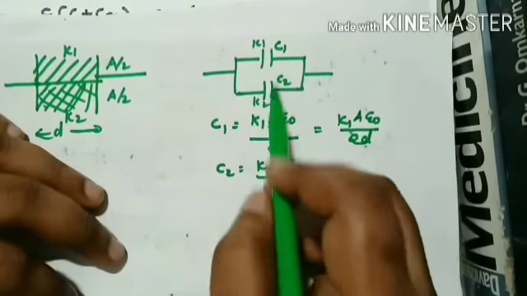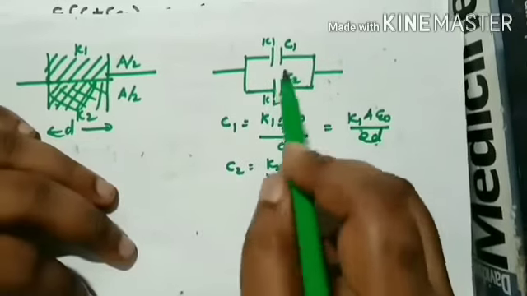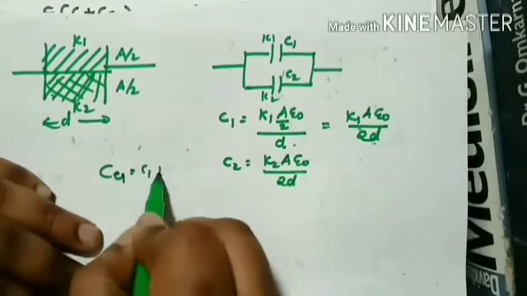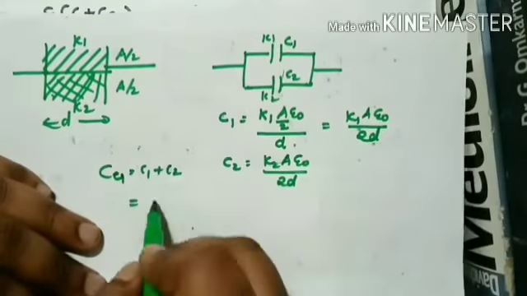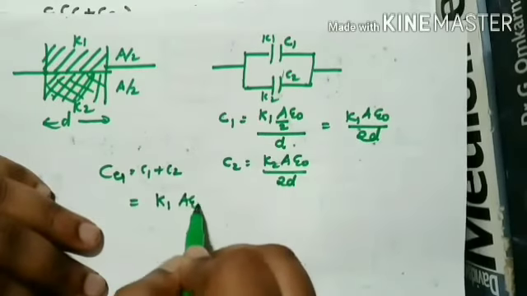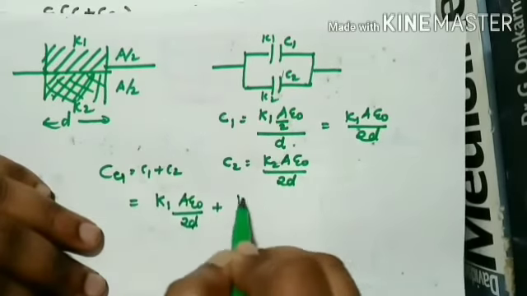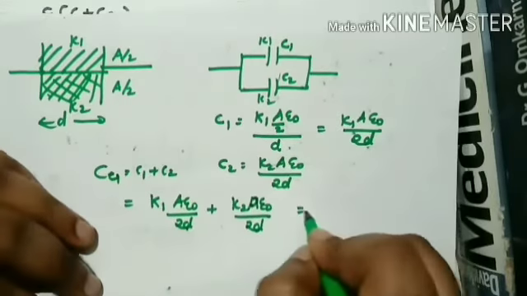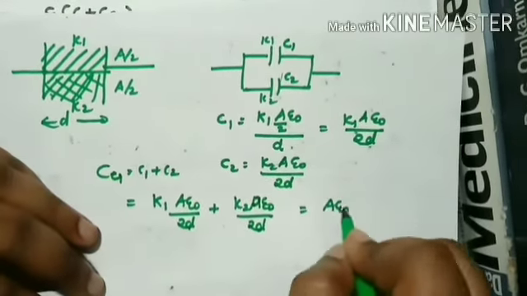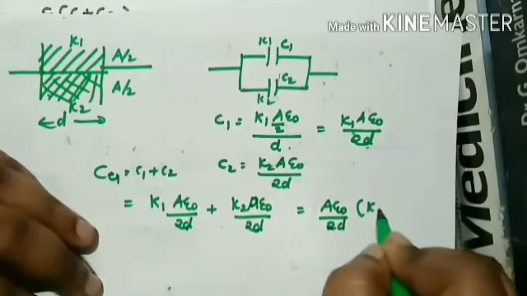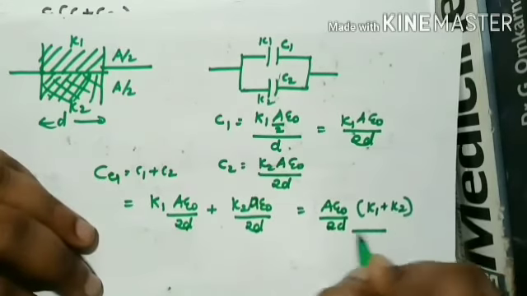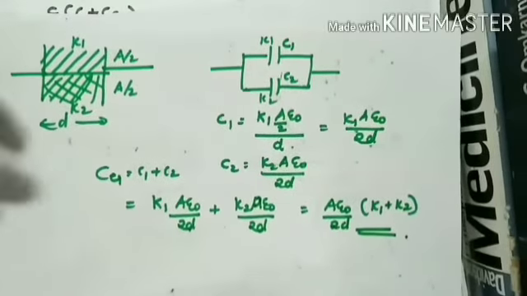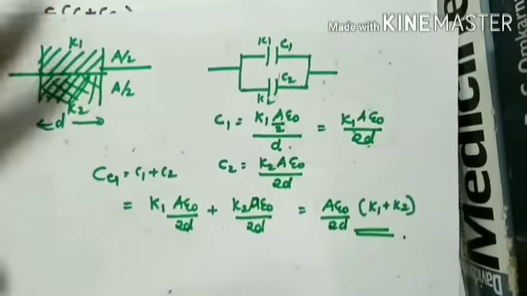Now C1 and C2 are connected in parallel. In parallel means you just add them. So C equivalent is C1 plus C2. It will be added as K1 A epsilon naught by 2D plus K2 A epsilon naught by 2D. When you add these two, A epsilon naught by 2D is common, into K1 plus K2. Clear? Now you can do the problems where you mix up the conditions also, if you understood the logic of it.